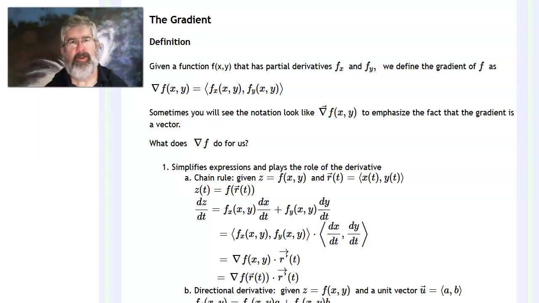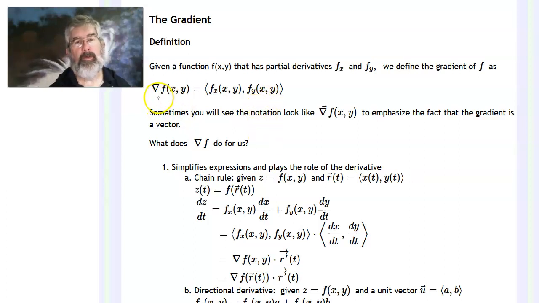In this video, I want to introduce the notion of the gradient of a function of two variables. So if we're given a function f(x,y) that actually has partial derivatives, fx and fy, then we define the gradient as follows. The notation is this upside down capital delta. It's sometimes called del. So I just call it grad or gradient. The gradient of f is equal to this vector that in the first position has the partial of f with respect to x, and in the second position has the partial of f with respect to y.